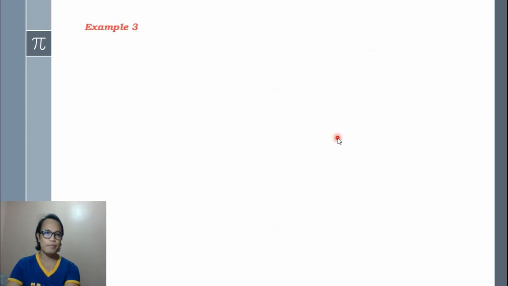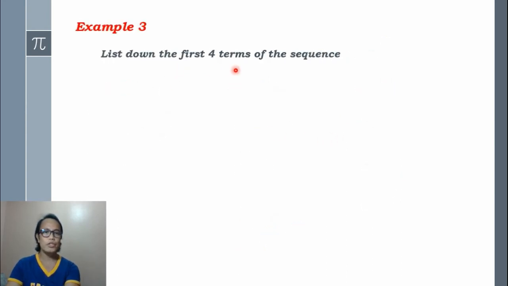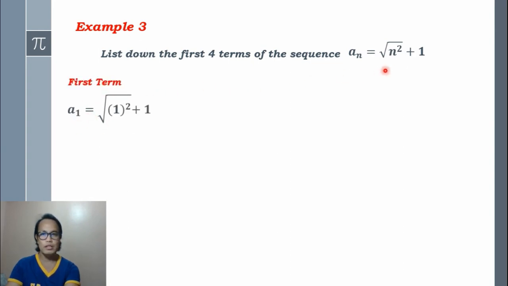Another example. List down the first four terms of the sequence a sub n is equal to the square root of n squared plus 1. So solve for the first term. So this is a sub 1 is equal to the square root of, since this is n squared, and we are going to solve for the first term, so we have 1 squared plus 1. 1 squared is of course 1, that is 1 times 1 is 1 plus 1. Then the square root of 1 is 1 plus 1 is equal to 2. So our first term is 2.